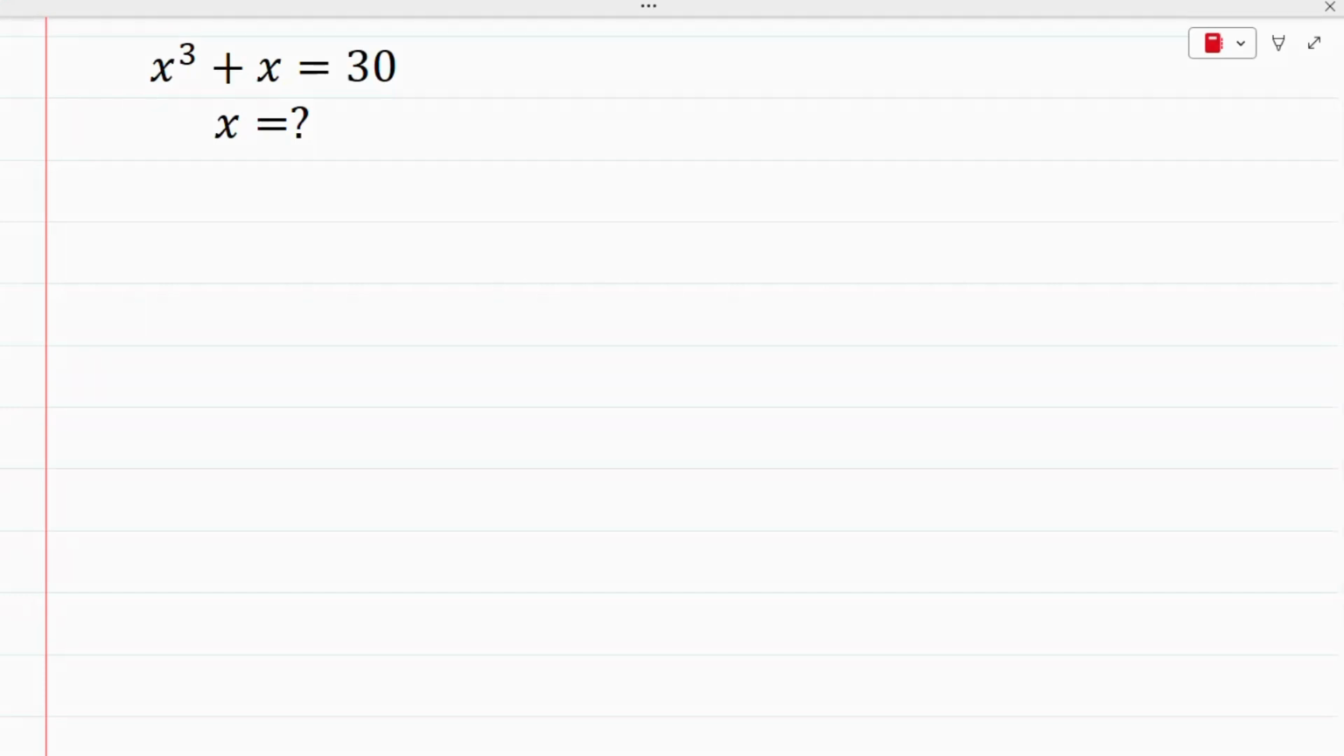So right here we have this nice math algebra problem and we are to find the value of x. So right here guys, the first thing you want to do is to simply rearrange this equation and set the equation to 0. So rearranging this, we have x raised to the power of 3 plus x minus 30, and this is equal to 0.